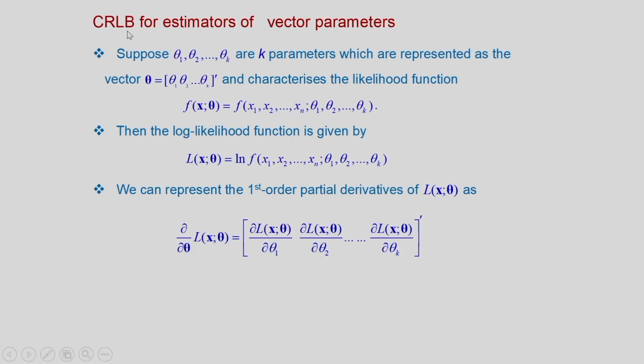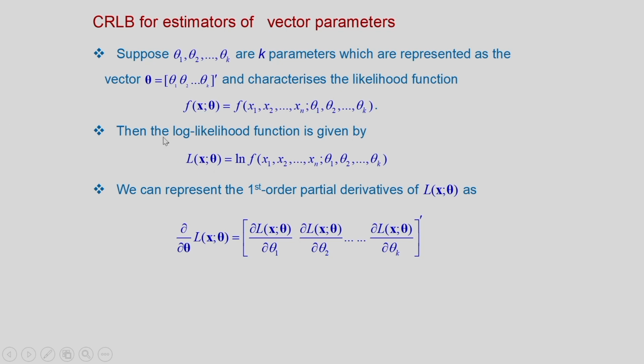Now, we will be considering the CRLB for estimators of vector parameters. Suppose theta 1, theta 2, up to theta k are k parameters which are represented as a vector. This is a k-dimensional vector, theta, given by theta 1, theta 2, up to theta k, transpose. This is a column vector. This vector characterizes the likelihood function, and the likelihood function is given by f of x, theta, that is f of x1, x2, up to xn, and parameters are theta 1, theta 2, up to theta k. Then the log likelihood function is given by taking the logarithm. So, this is the log likelihood function.